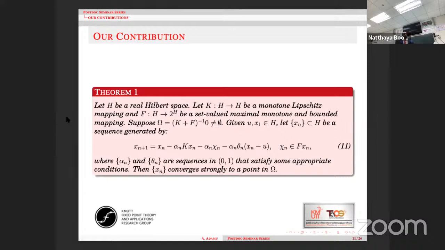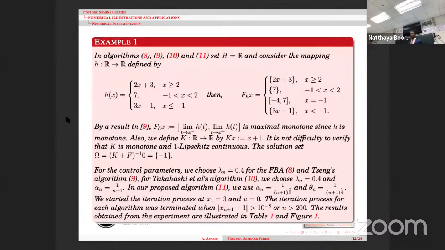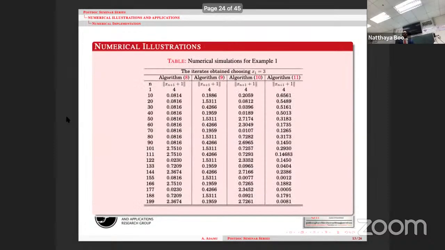Since there are many algorithms in the literature, we compare with the classical ones. First, the forward-backward algorithm, of which we give an alternative. The Tseng algorithm, which is an improvement of the forward-backward algorithm, and Takahashi et al.'s algorithm, which guarantees strong convergence. In R, we consider this well-known constructive set-valued maximal monotone operator, which we call F, defined from a monotone operator on R. We consider K to be this, and if you observe, the solution set is minus one. We choose our control parameters this way, and using a tolerance of 10 to the power minus 8 or a maximum number of iterations n of 200, we obtain the following results.